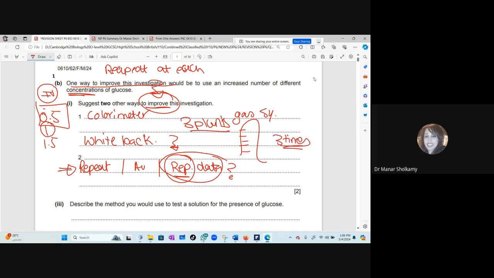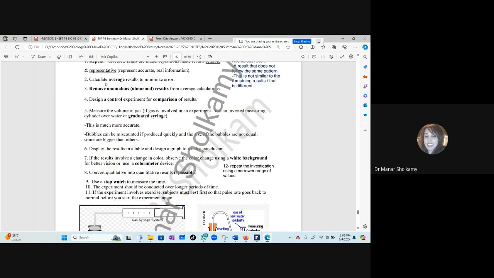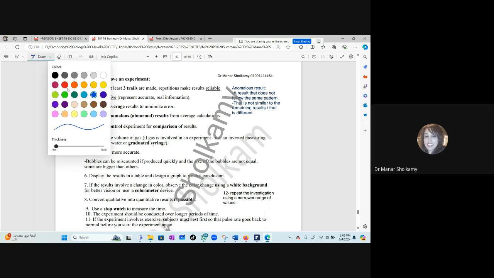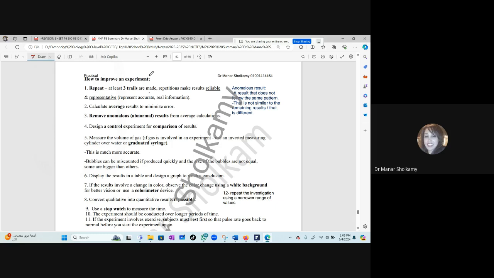Good. So you repeat, and if we are talking about color, we just answered that. We use a white background or a colorimeter. We do the investigation on its own each time so that we look at the results separately and we don't get confused. Okay. So you have a list here of improvements. Let's read it together. I will repeat three times in order to obtain reliable and representative data. Representative data, like we said, represents real information. Accurate and real information. I will calculate the average to minimize error. I will calculate the average.